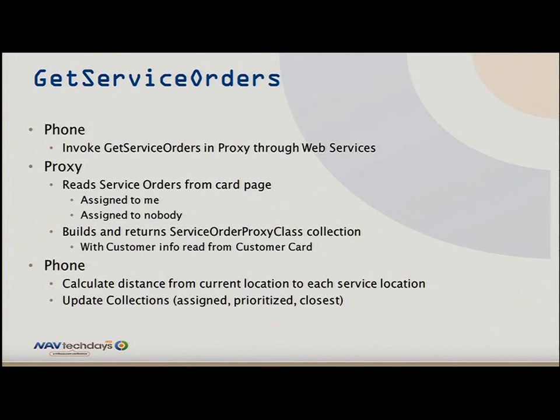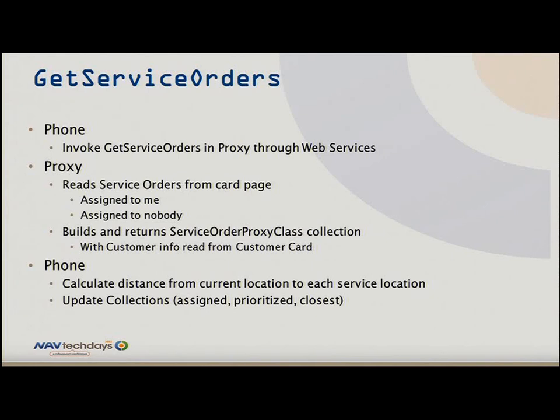So the phone invokes get service orders. The proxy reads the service orders from the card page, and it does that in two loops. First, it reads the ones that are assigned to myself, and then the ones that are assigned to nobody. Then it builds the collection and returns that to the phone. It also reads the location of all the customers. So for every single service order, it does one more call to NAV web services to read the location of the customer. And then last, the phone calculates the distance from its current location to each service location.